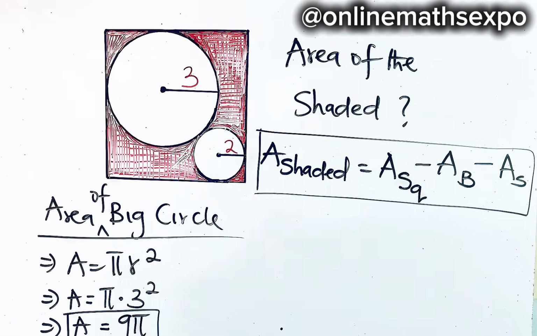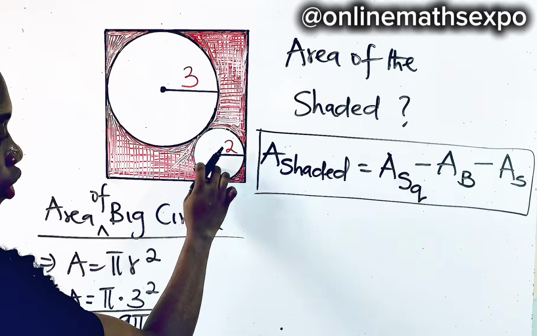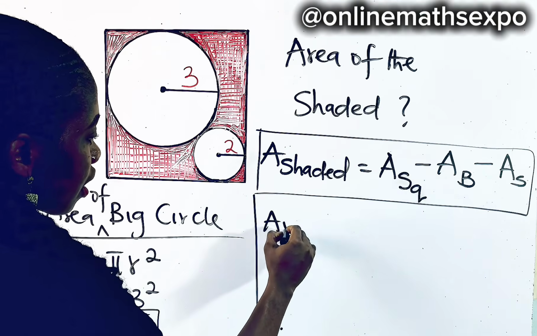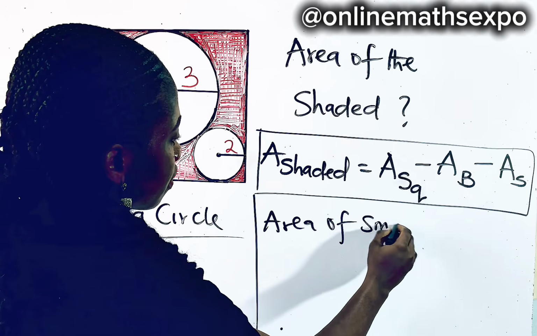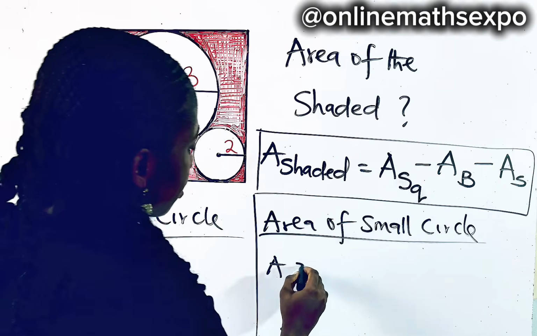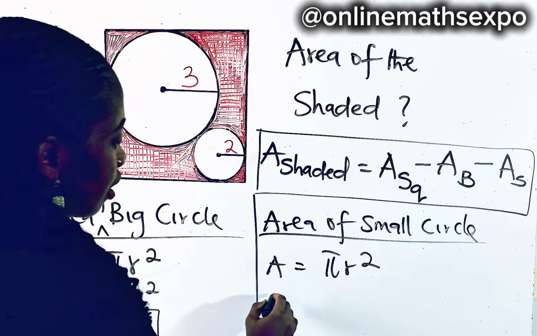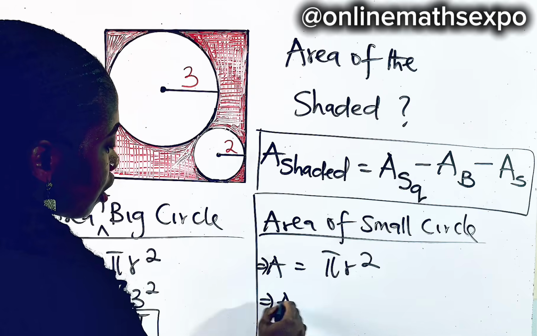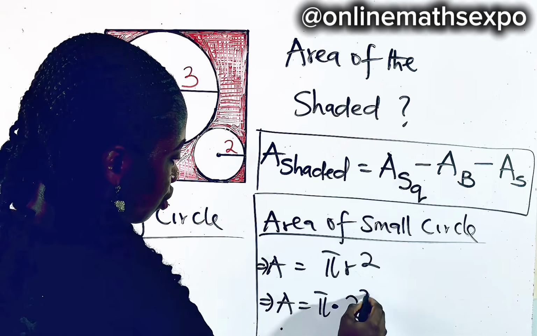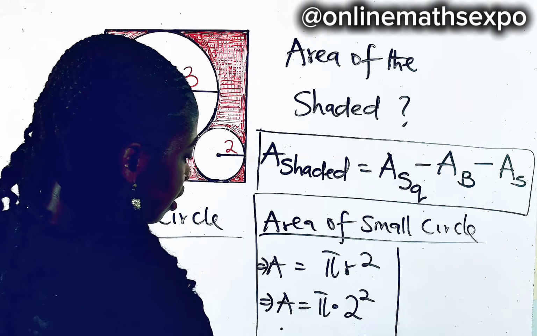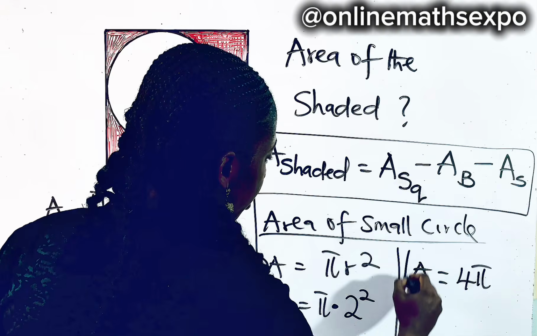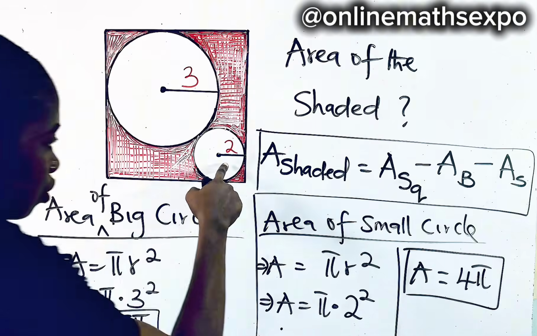Now what do we do next? Let's get the area of this small circle. The area of the small circle is going to be pi r squared. Our radius for the small is 2, so you have pi times 2 squared. And when you simplify this, 2 squared is 4, and that is 4 pi. So the area of the small circle is 4 pi.